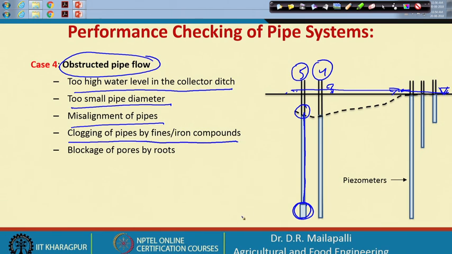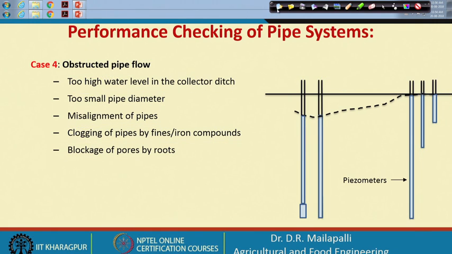Clogging of the pipes will reduce the open area, and that really influences the obstructed flow. Then there is blockage of pores by roots. Since we are designing for agricultural drainage, root intrusion might have taken place, and when the roots enter the pipes, that may clog the opening and reduce the open area in the tail drains.